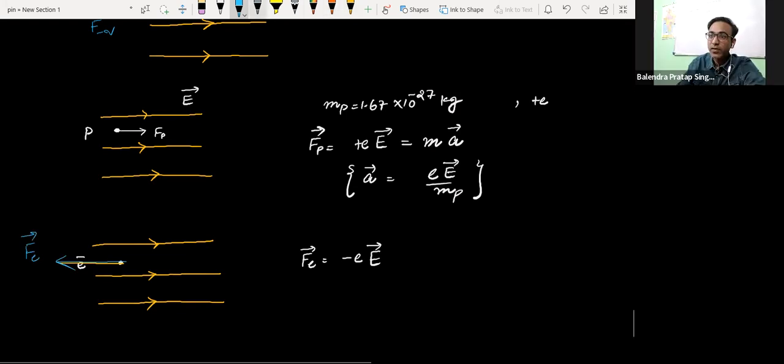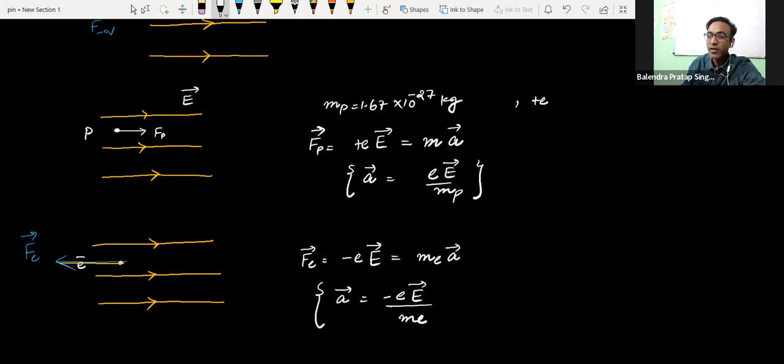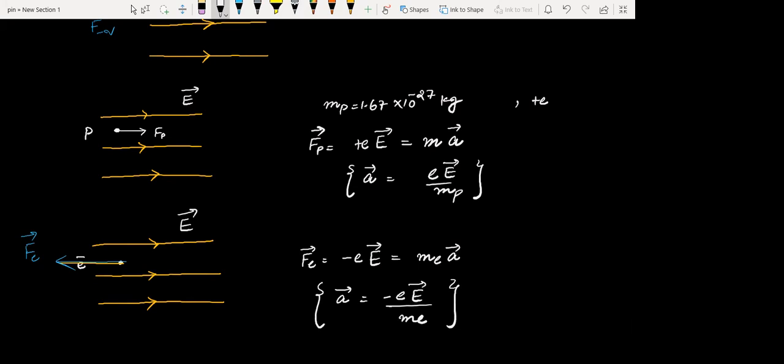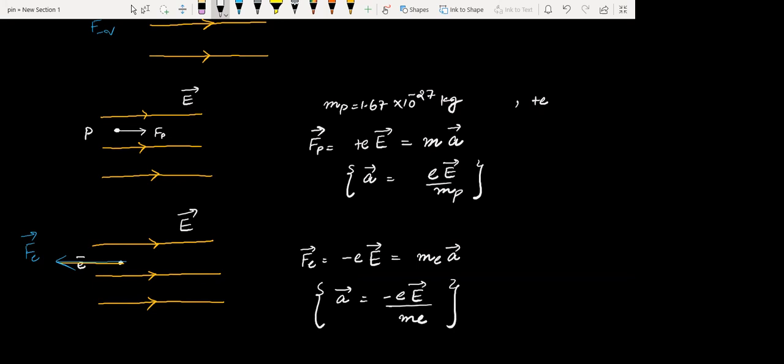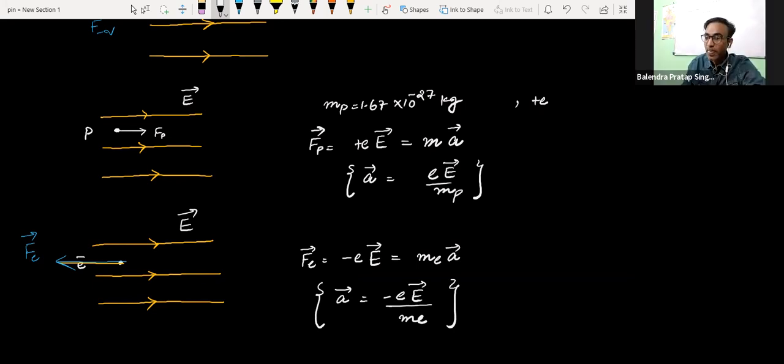Again, you can find the acceleration of this electron. F equals m a, and from here the acceleration is equal to minus e divided by the mass of the electron. So Minashi, can you tell me whether this acceleration is along the electric field or opposite to it? For the electron, it is opposite, and for the proton it is in the same direction as the field. Same direction. Okay.